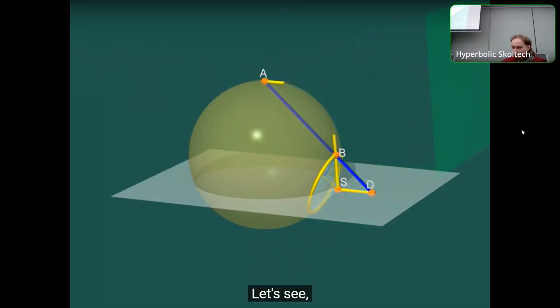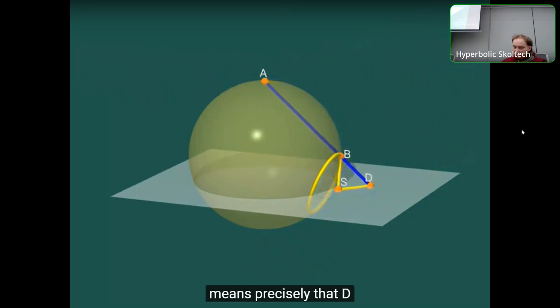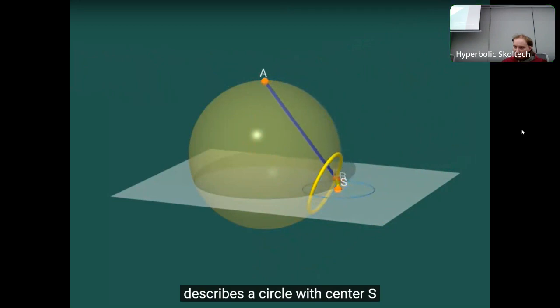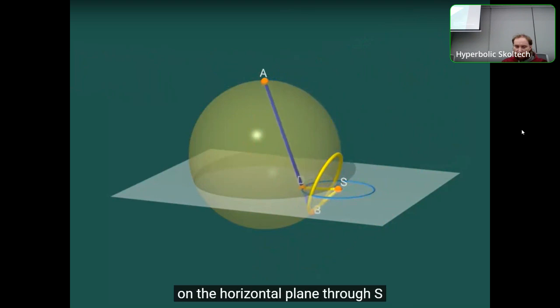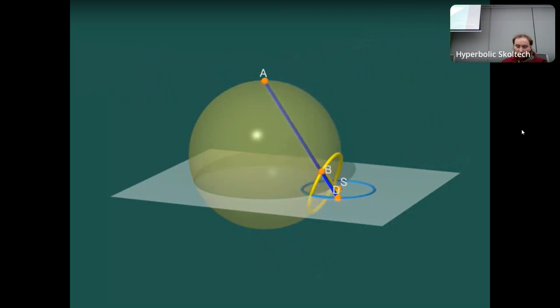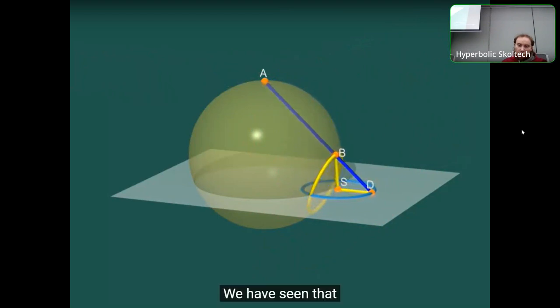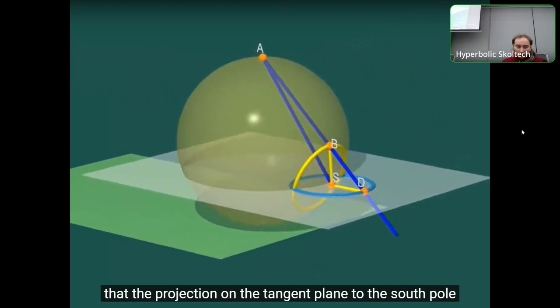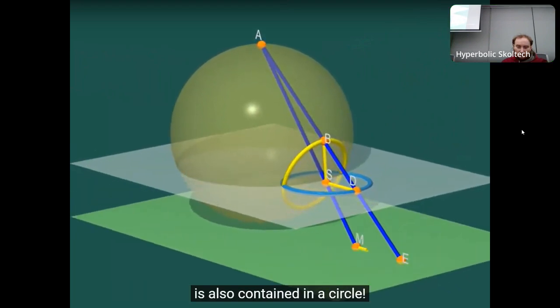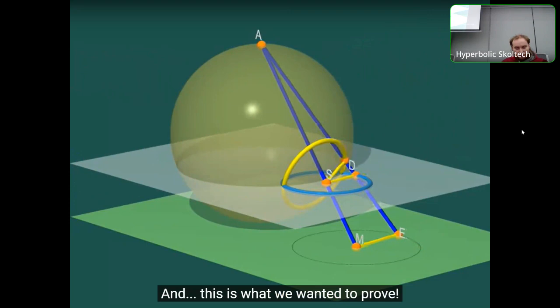Saying that DS is a constant length means precisely that D describes a circle with center S, so that the projection of our yellow circle on the horizontal plane through S is contained in a circle. We have seen that by Thales' theorem, this implies that the projection on the tangent plane to the South Pole is also contained in a circle. And this is what we want to prove.